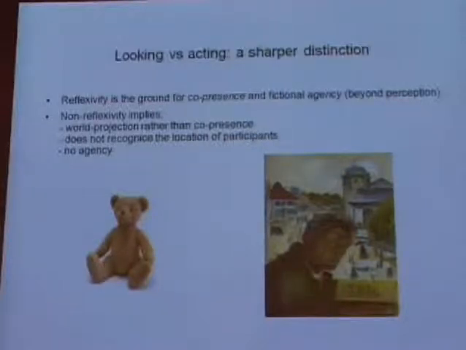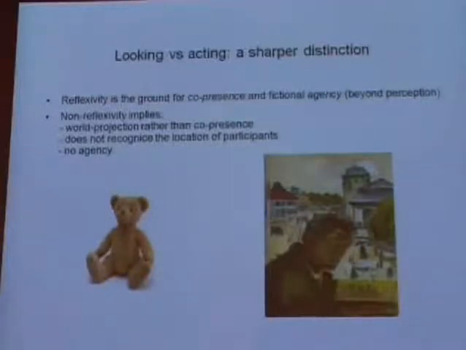So that's the kind of violence that I want to do to the concepts as we find them in Mimesis and make-believe. I want to link reflexivity and spatiality, or co-presence as I call it, and this idea of what Walton would maybe call less restrictive participation, but I would call agency beyond perception, agency beyond just looking.